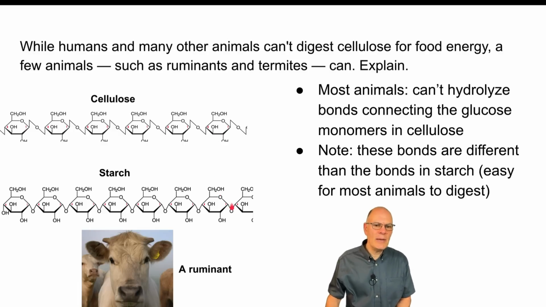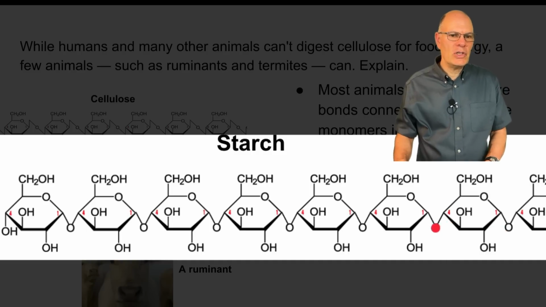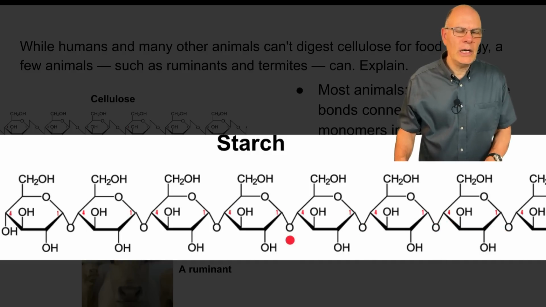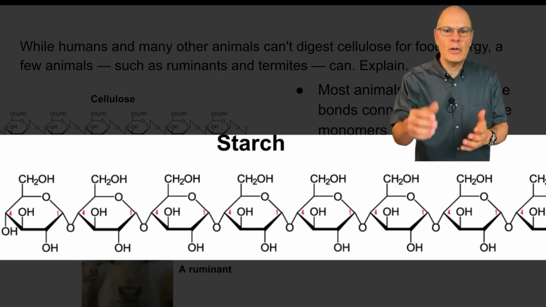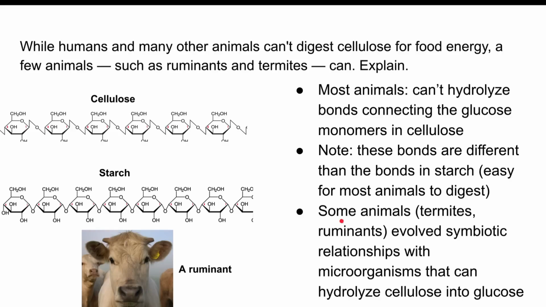You do have the enzymes that can break this bond in starch. So over here, and over here, and over here, and that enables you to convert starch into glucose, and that enables you to use that glucose to power cellular respiration. There are a couple of animals, such as termites and ruminants. Ruminants include cows, sheep, goats, deer, other mammals. And what they did is they evolved symbiotic relationships with microorganisms that can hydrolyze this bond and thereby break this bond over here, break this bond over here, break this bond over here. And that releases these glucose monomers, making food energy available.